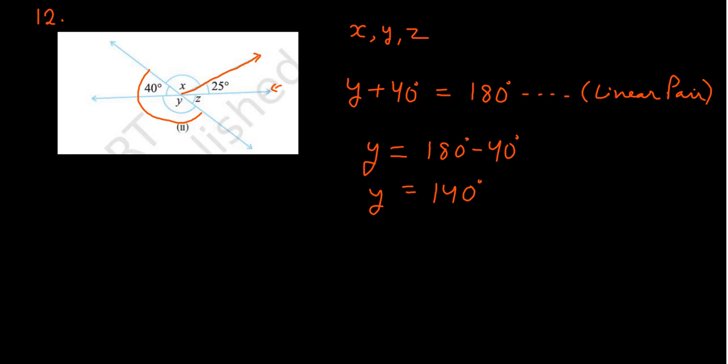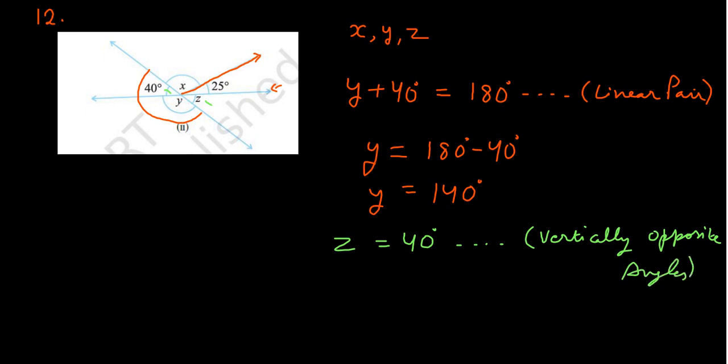Now here also you can see this 40 degree angle is vertically opposite to this angle z. The two lines are getting intersected to give you a pair of vertically opposite angles. So we can write z is equal to 40 degree. The reason is vertically opposite angles. z and 40 degree are vertically opposite angles, so they will be equal. We have so far found the value of y and z.